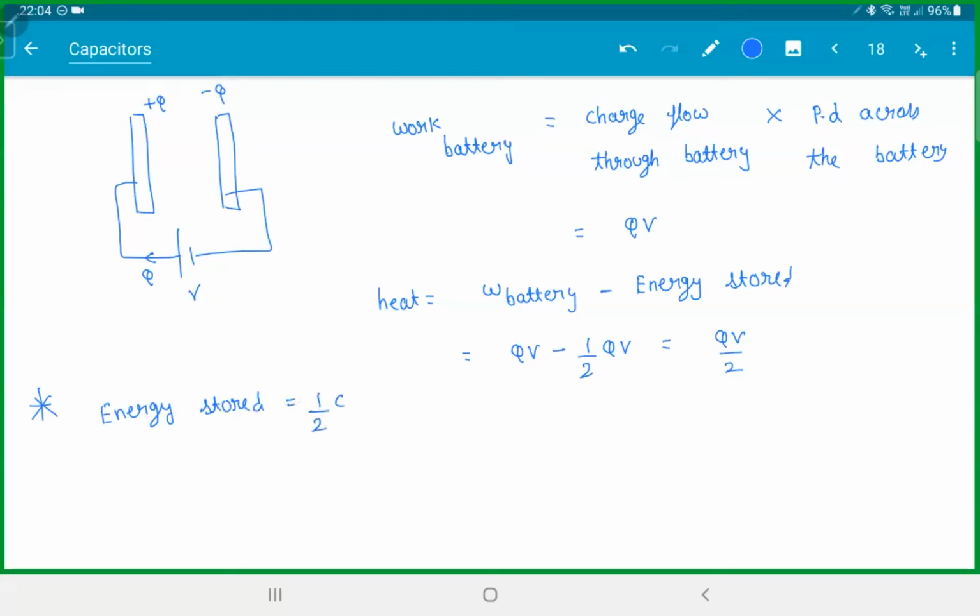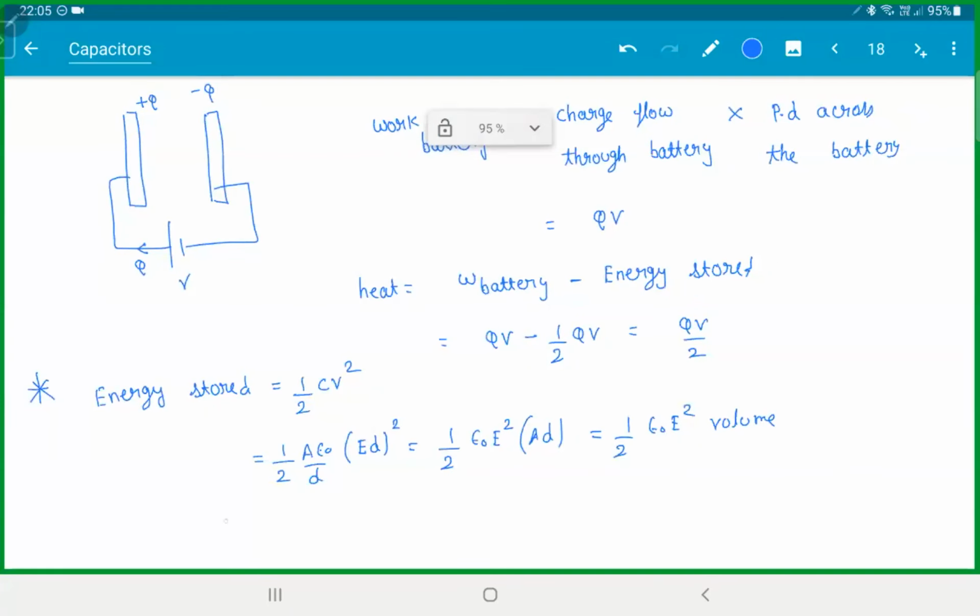That is one. Next thing, if you look at this energy stored, this is written as half CV square. I can write this as half A epsilon by D. Voltage is nothing but electric field into D, whole square. You end up with half epsilon E square into A into D. What is A into D? Volume. This gives you energy by volume. This is called energy density. So energy density is simply the amount of energy stored per unit volume. Half epsilon E square. This is a very important formula.